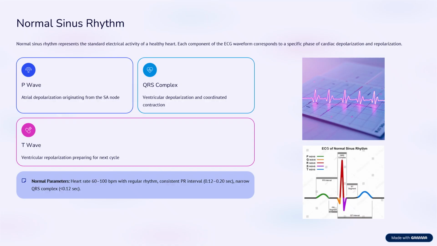When the conduction system functions properly, we see what's called normal sinus rhythm. The heart rate is typically 60 to 100 beats per minute, with each beat initiated by the SA node. On the ECG, you'll notice a clear P wave before every QRS complex, a consistent PR interval, and a regular rhythm. The P wave represents atrial depolarization or contraction. The QRS complex represents ventricular depolarization or contraction, and the T wave reflects ventricular repolarization, also known as refilling.